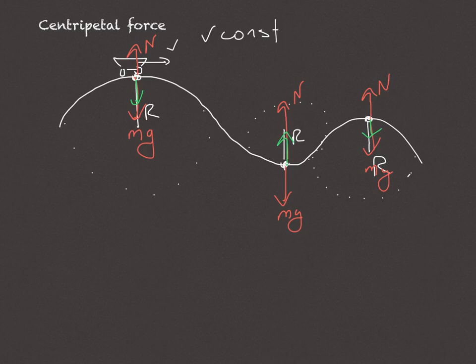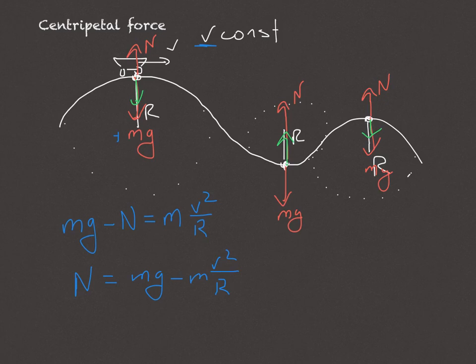So for the first hill, making positive towards the center, we have mg minus the normal force is going to cause the mass to accelerate. Since we're talking about constant velocity here, I'm going to substitute in v squared over r. So if we had to solve for the normal force, we would get it's the weight minus mv squared over r. Now in that right-hand side, the r is constant.